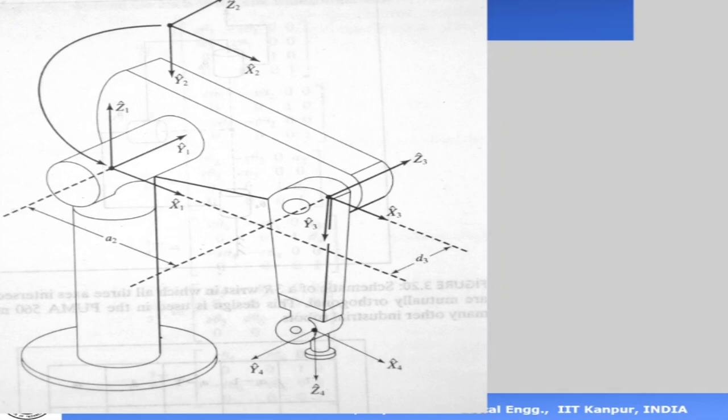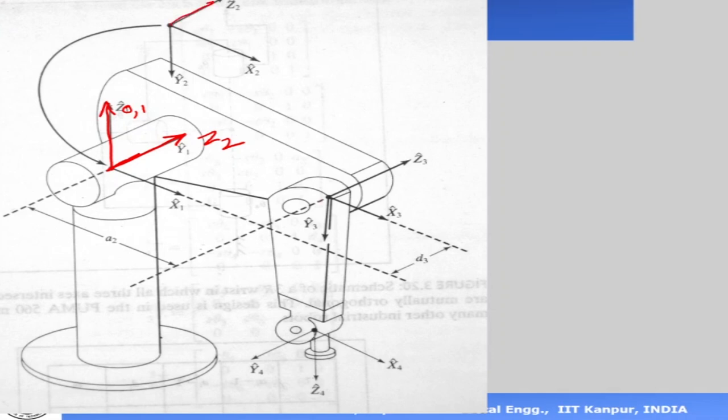Now let's assign the axis and look at this. So the first axis is the Z0 and the Z1 axis. So I assign it here and call this the Z0 and the Z1 axis. So this is the shoulder axis. Number two axis is the waist axis. This is the waist. So I assign my Z2 there. Okay, Z2 has been shown there, it is shown here.